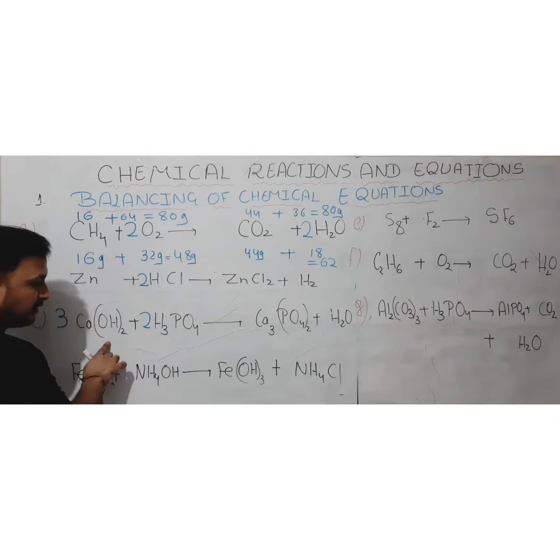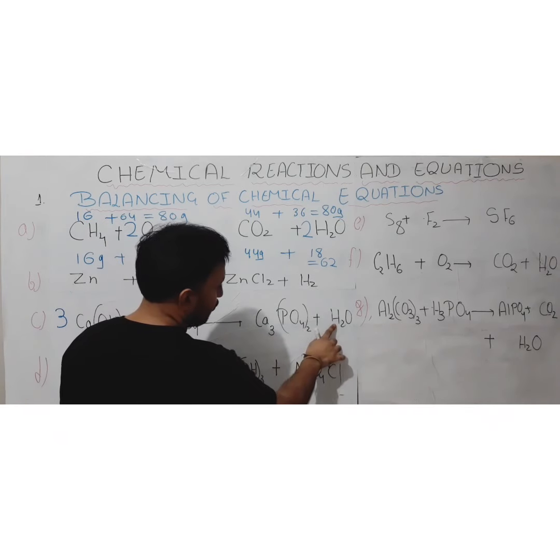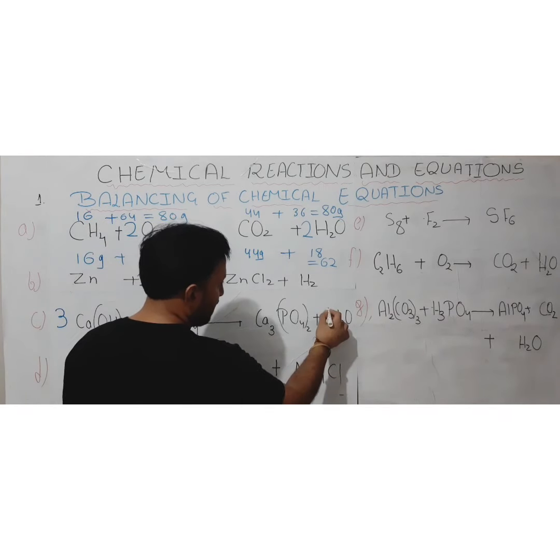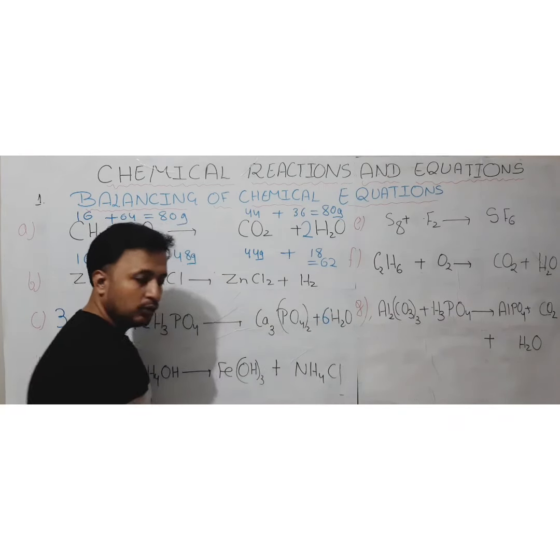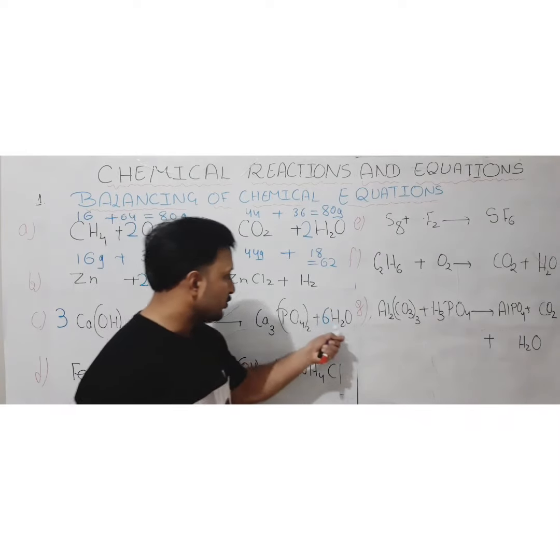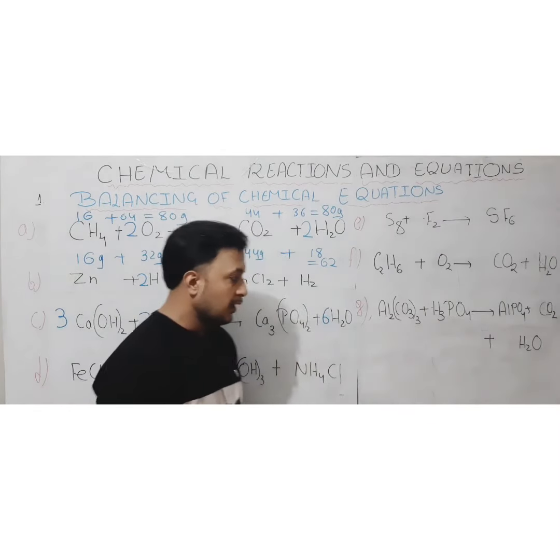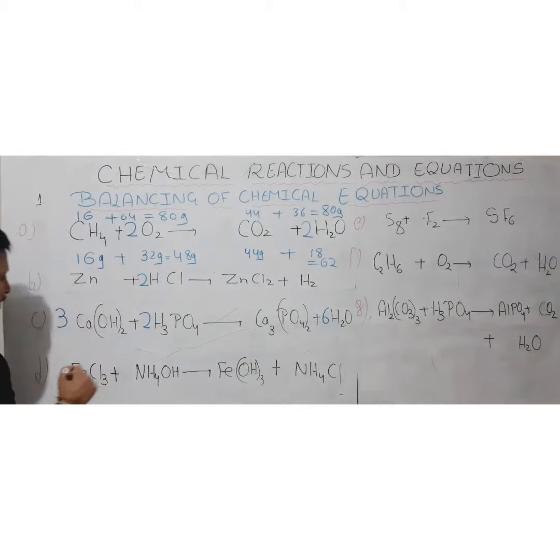So 6 plus 6, hydrogen becomes 12 on this side. On this side hydrogen is only 2. So we can keep coefficient 6 over here to balance hydrogen. So hydrogen becomes 12. Okay. Now what is left? Oxygen. Let's check oxygen. Oxygen is also 2.